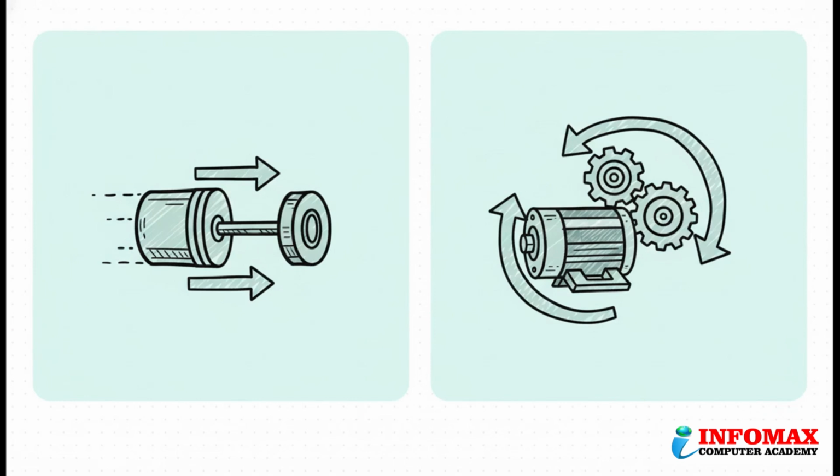Okay, first up, let's talk about the motion itself. An actuator basically moves in one of two ways. You've got linear motion, that's just a fancy way of saying it moves in a straight line, a simple push or a pull. Then you have rotary motion, which is exactly what it sounds like. It spins around, kind of like a wheel or a motor.